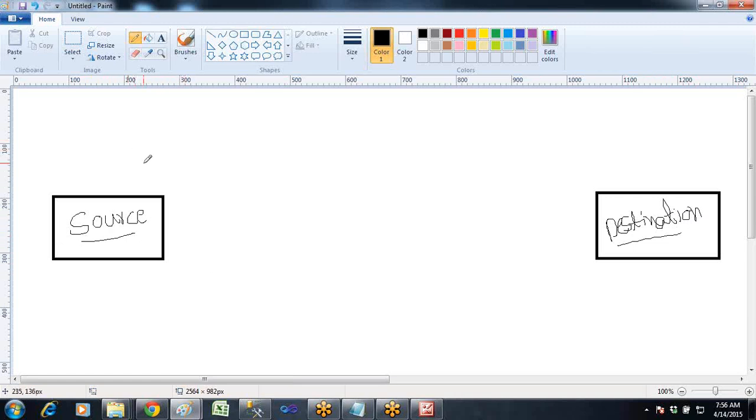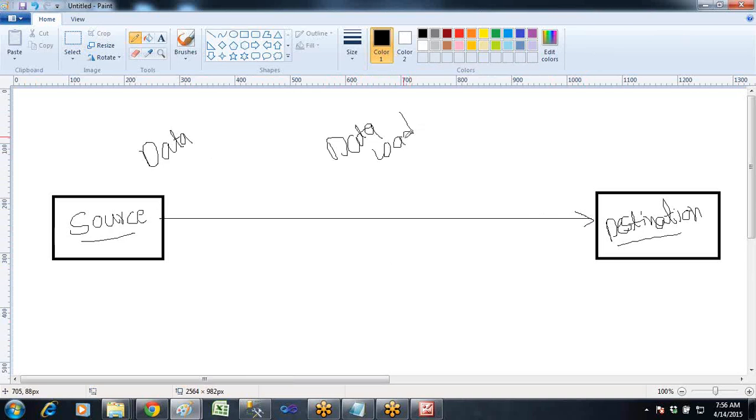Okay, so source will contain some data, and our job is to move the data to the destination. This process is called data loading. Data loading, data moving, data gathering, data collecting, there will be so many different types of terminologies and definitions for this process.